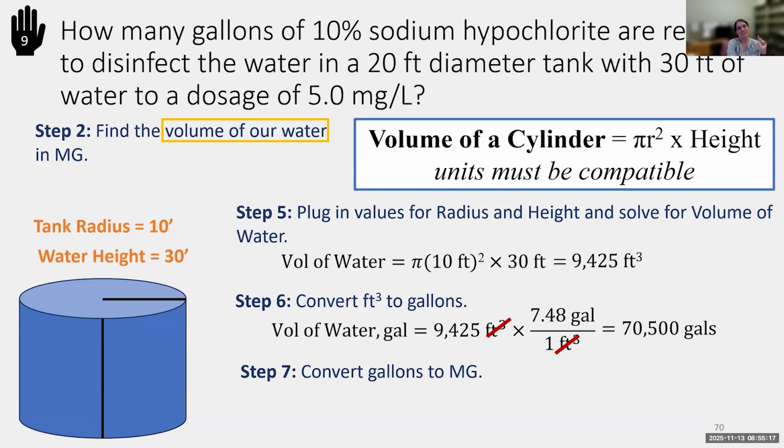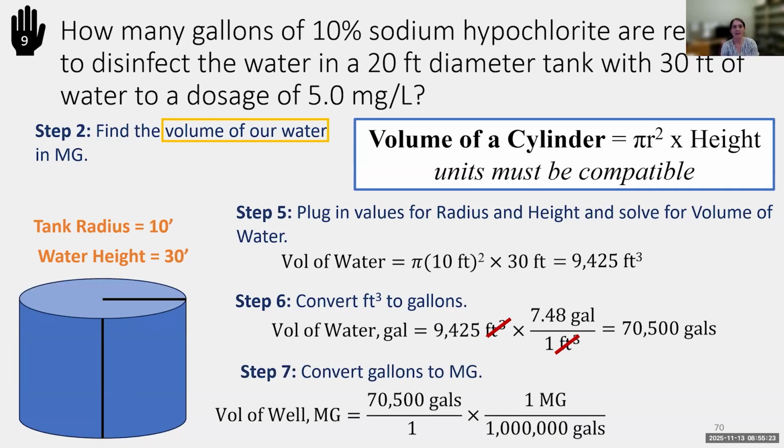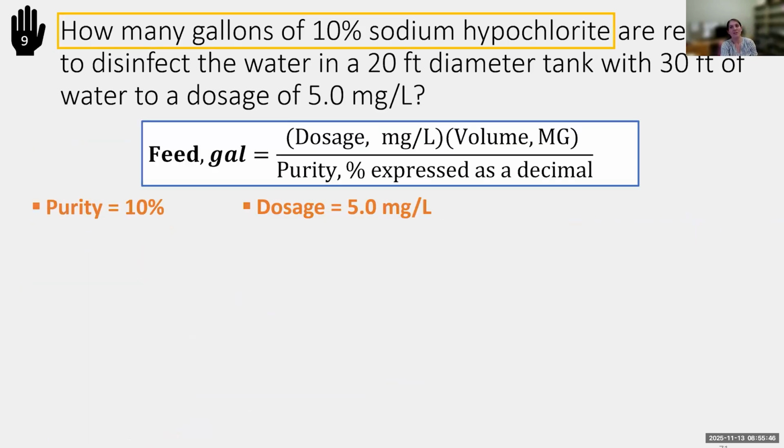All right, well, we're not done yet. For step 7, we need to convert gallons to millions of gallons. So we take 70,500 gallons times 1 million gallons per 1 million gallons. That was a little confusing the way I said that, but the gallons cancel each other out, and we get 0.075 million gallons. Okay, so now we can go back to our original question, and we now have the volume of water. So we have our equation set up correctly.